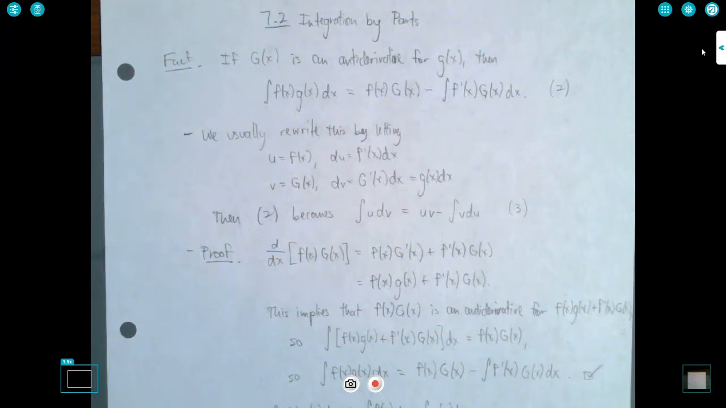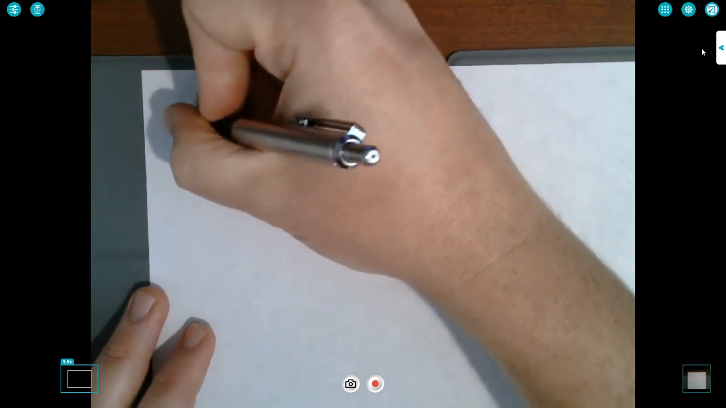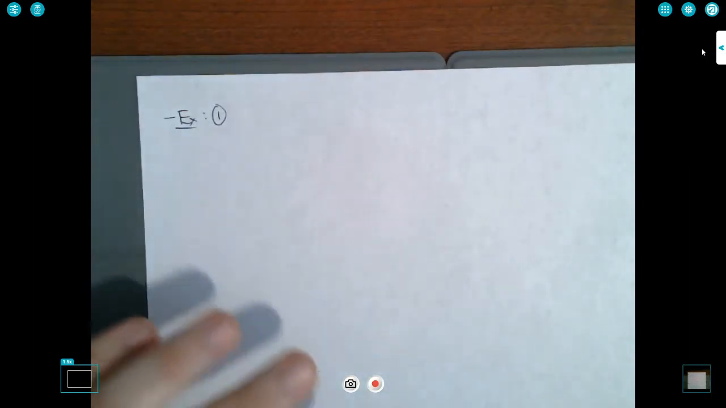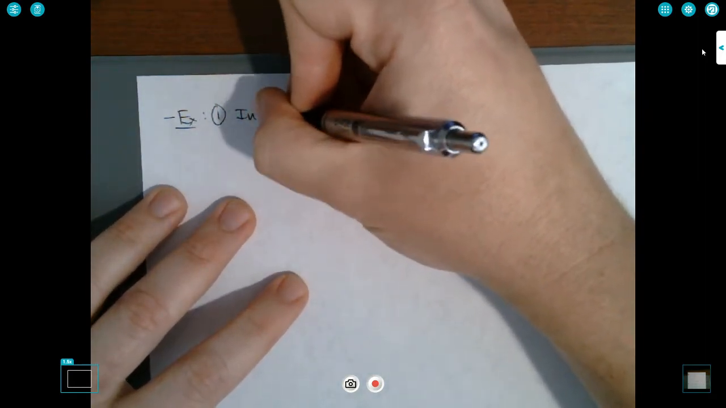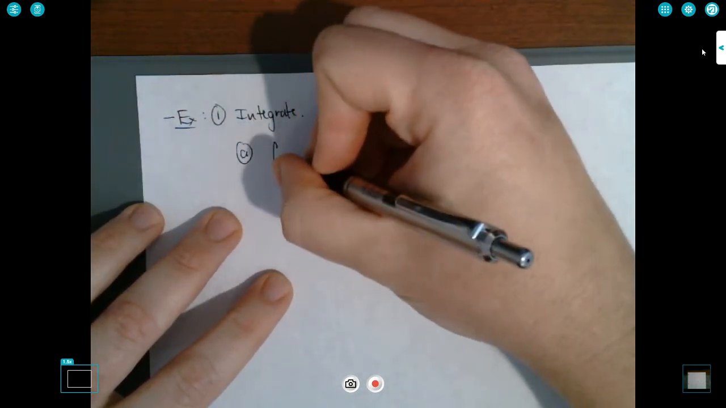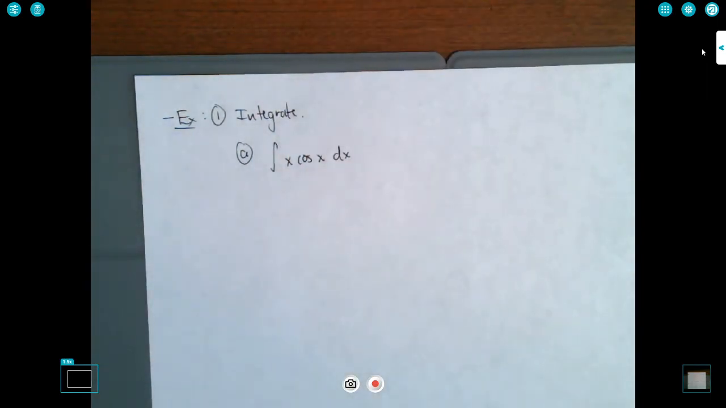Let me walk you through a couple of examples of using integration by parts. As I walk through these examples, I'll give you some pointers about how to choose u and how to choose dv. In other words, how to choose the thing you're going to differentiate and how to choose the thing that you're going to integrate. So let's integrate a few things. Let's do the integral of x cosine x dx. So x times cosine x.